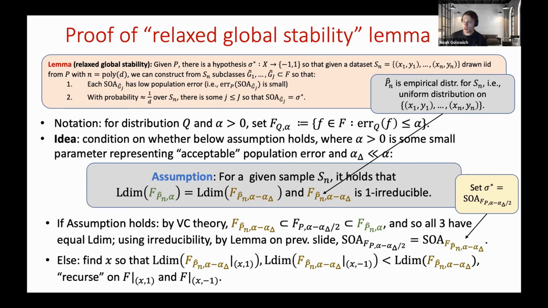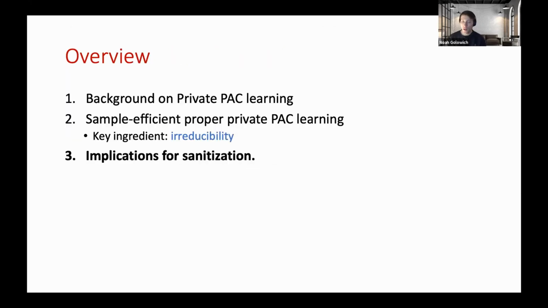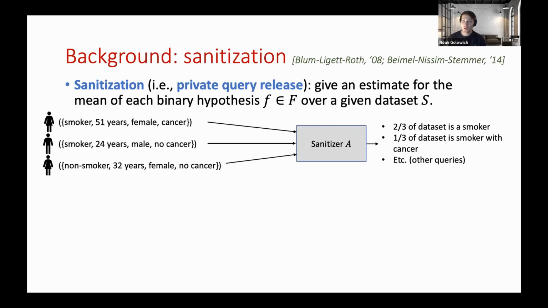In the last few minutes of the talk, I'm going to discuss some implications of our main result. And in particular, what our main result does, it allows us to give a characterization of when private query release, otherwise known as sanitization, is possible for binary hypothesis classes.